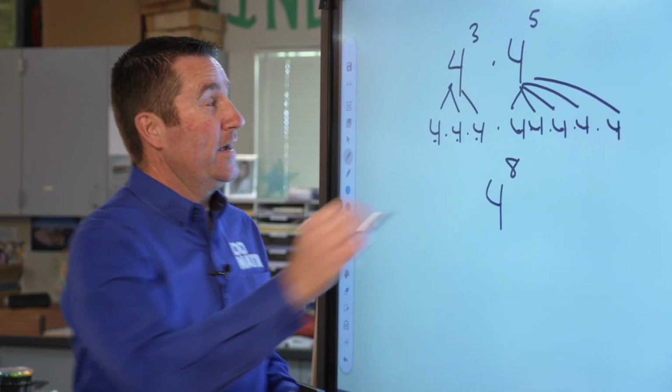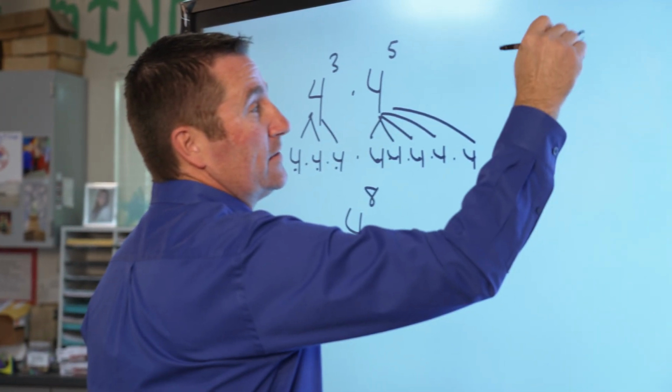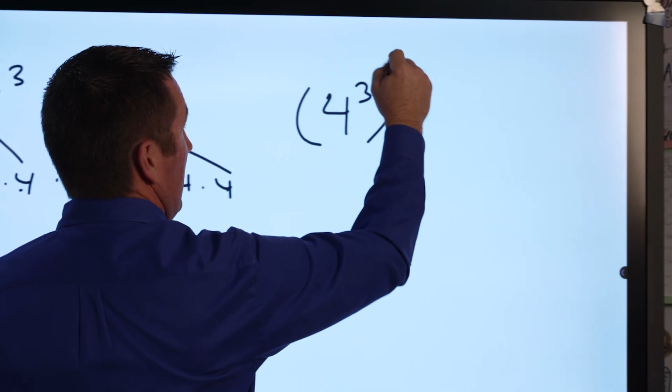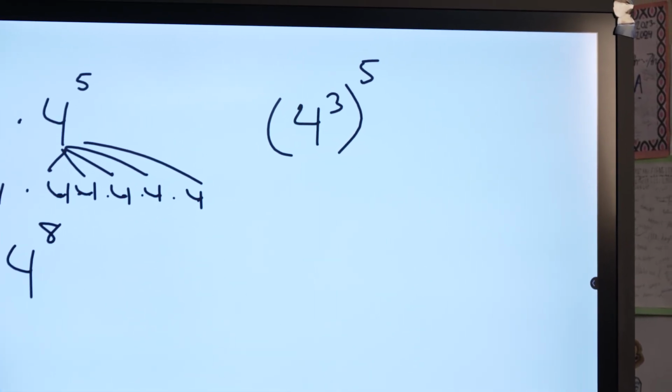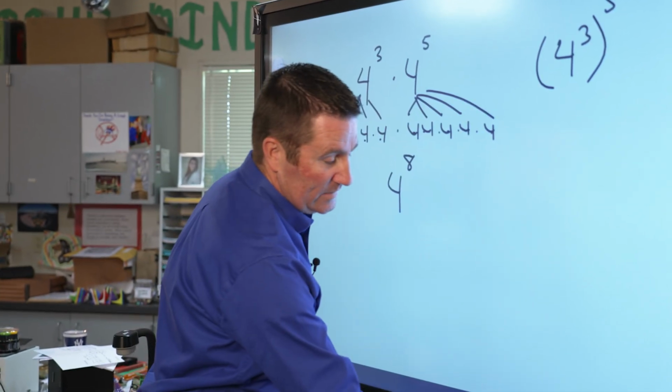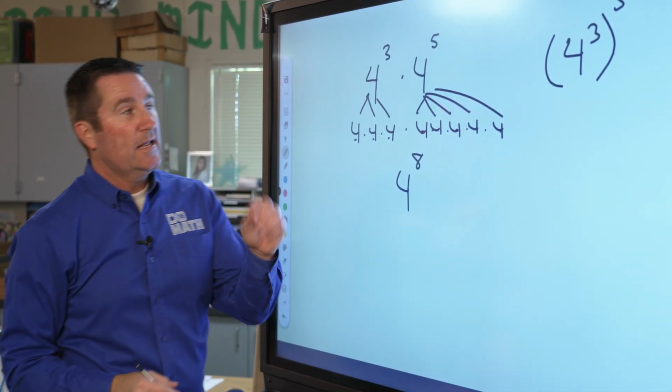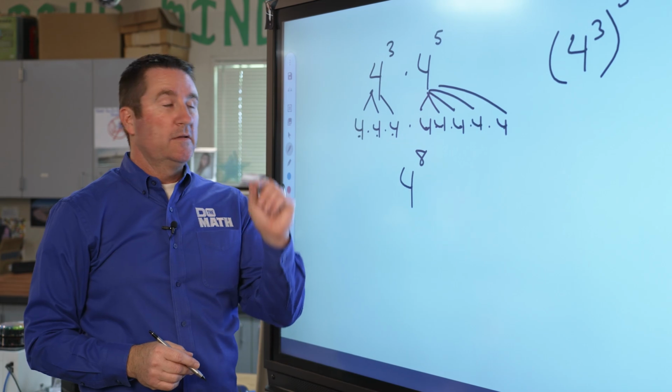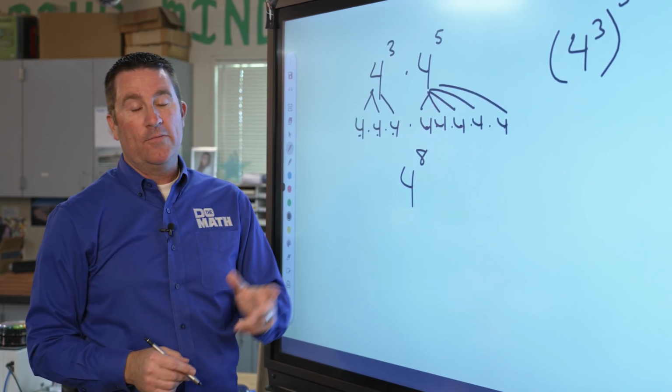Here's where the problem lies. Sometimes a student will have a problem like this, 4 to the third power and that whole thing to the fifth power. And that is a whole different answer. I'm gonna ask you to do something that I ask my students to do, which is take an extra 12 seconds and write it out to make it right.